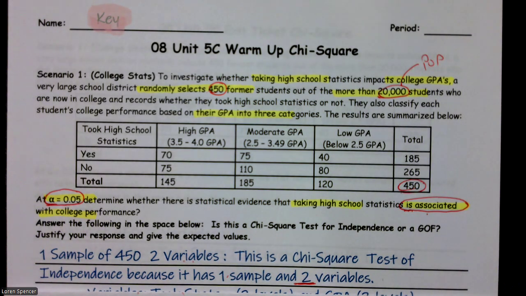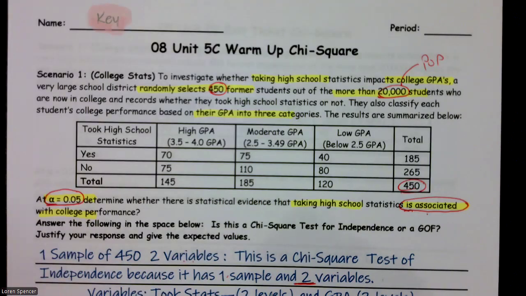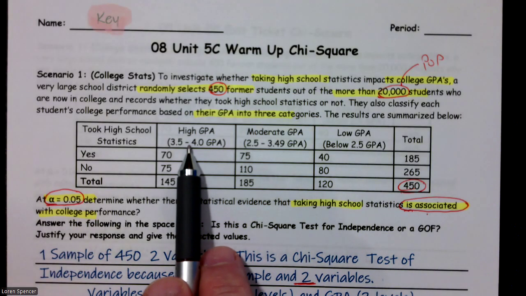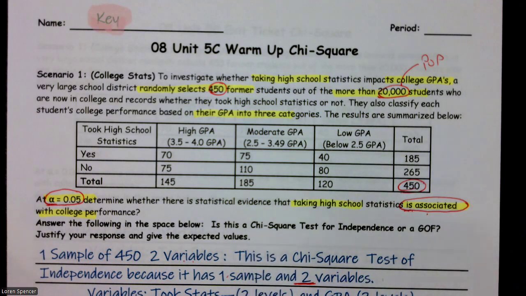While we're here, what are my variables? In this case, I could take stats, and that's a yes or no, so that's two levels. And my college GPA, we have high GPA, medium, and then of course low. They also wanted us to calculate our expected values.